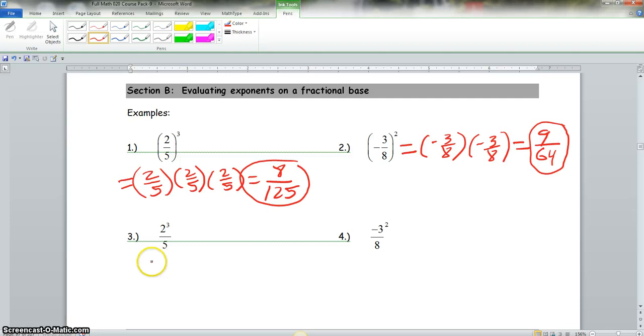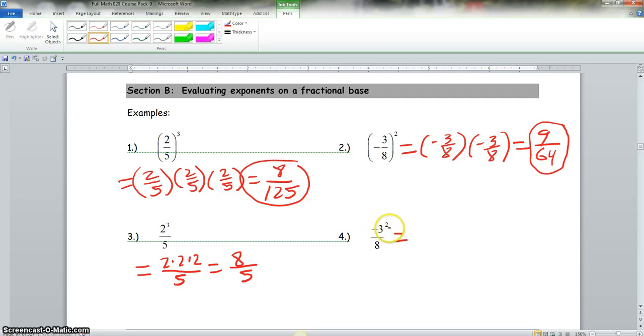Now we go down here to number 3. Now the only thing taken to the third power is the 2, not the 5. So we'll have 2 times 2 times 2 all over 5. They have nothing in common, so this will just be 8/5.